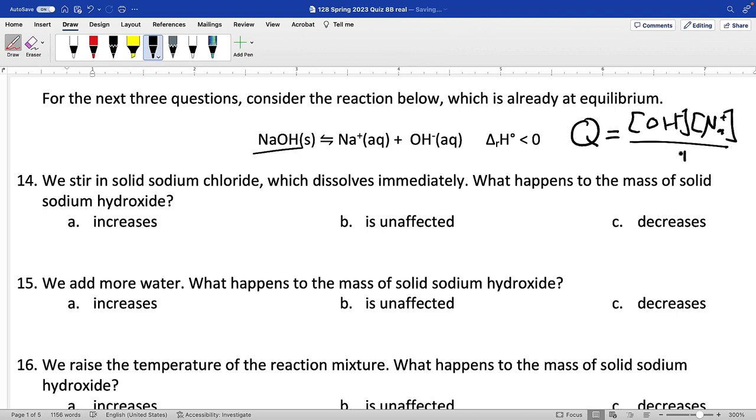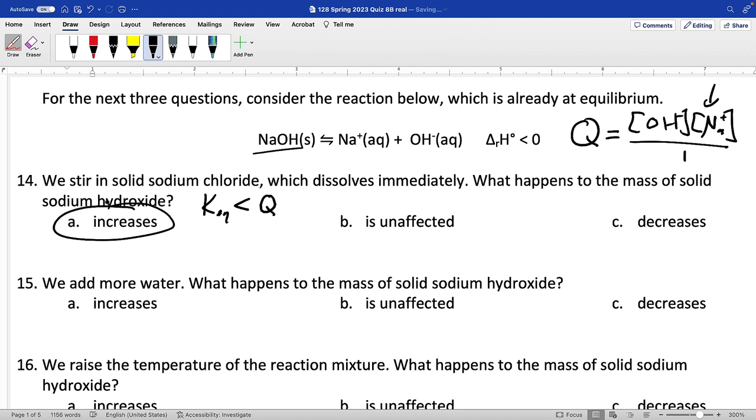Well, by putting in sodium chloride, we're increasing this concentration, and so that's going to make Q temporarily too big. And we know what's going to happen. If we have K equilibrium and K is smaller than Q, the reaction is going to go to the left. We're going to precipitate out some sodium hydroxide. And so the mass of solid sodium hydroxide is going to increase.